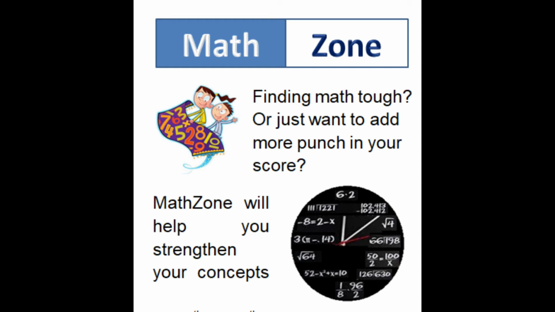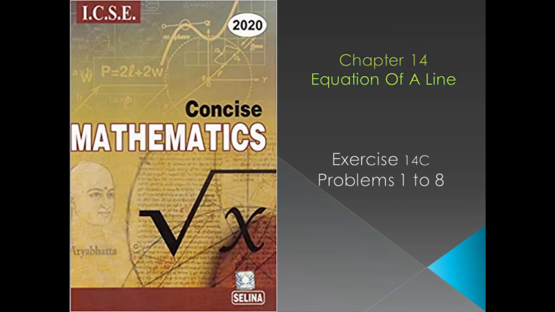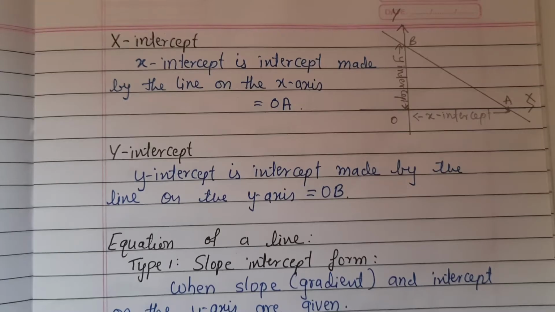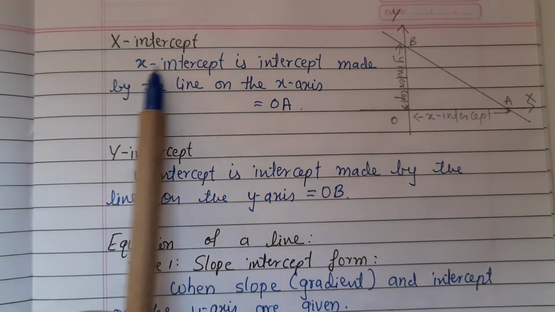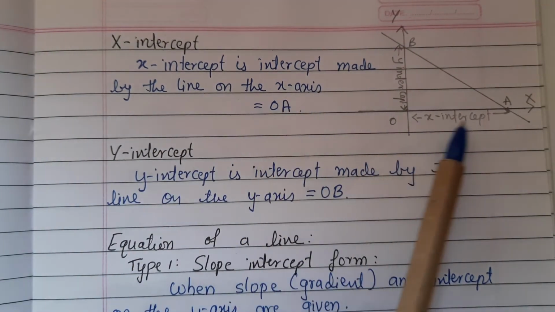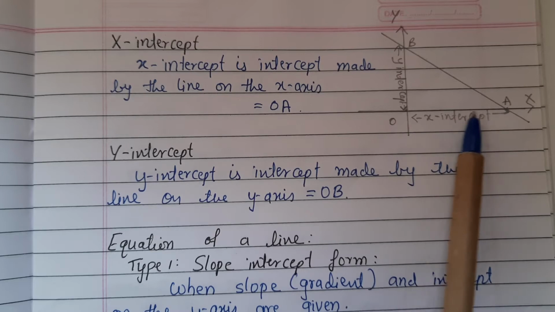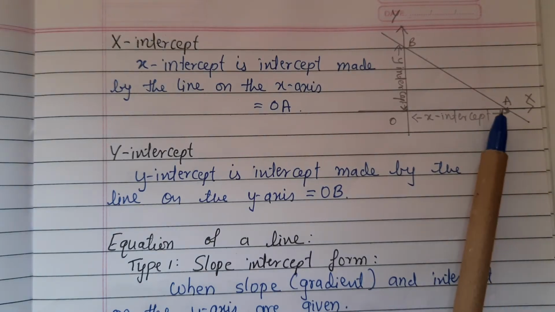Class 10, Chapter 14, Equation of a line. X-intercept. X-intercept is the intercept made by the line on the x-axis. Like OA is the x-intercept of line AB.